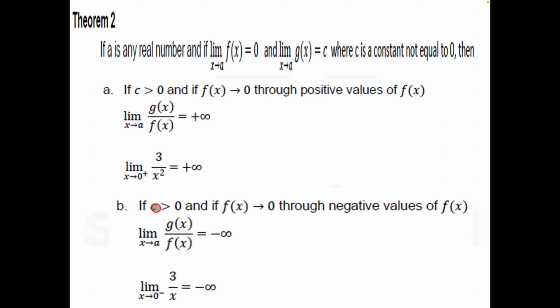Letter B, if c is greater than 0 and through negative values of f of x. So, negative values naman siya. So, therefore, kung meron tayo dito ng 3 over x and palitan natin siya ng 0 to the negative, papunta sa kaliwa. So, ibig sabihin, 3 over negative 0. So, therefore, magkakaroon tayo dito ng negative infinity.